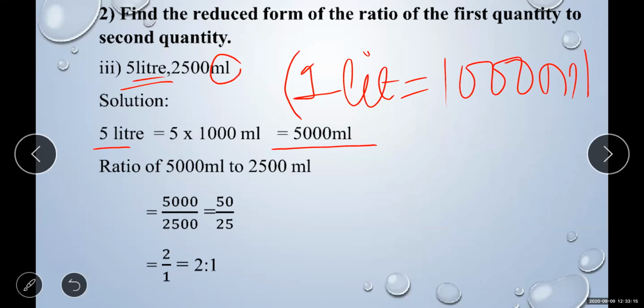Now both have the same unit. We can compare them now. We can take the ratio. So what will be the ratio? 5 liter has converted to 5000 milliliter. We have to compare it with the 2500 milliliter. So take the ratio of both. The zeros will cut. What is remaining? 50 upon 25. And we know that 25 ones are 25, 25 twos are 50. So what is the simplest, reduced form of this? 2:1.